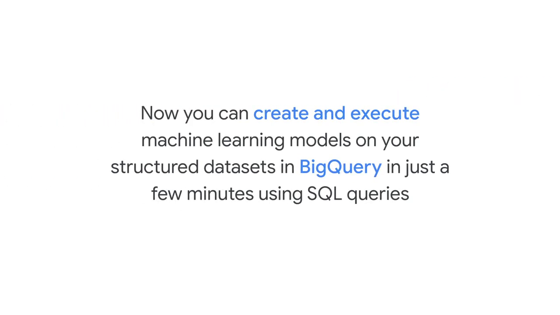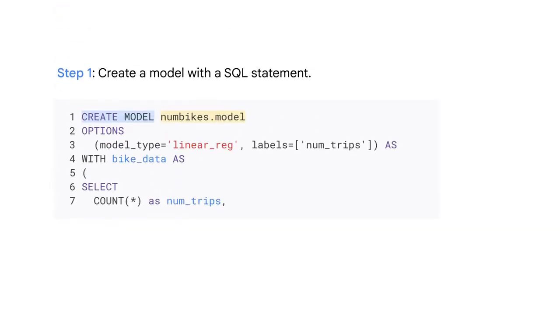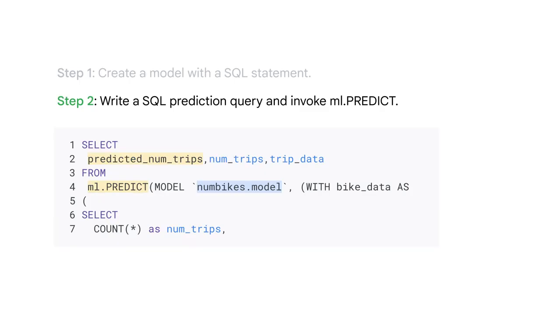Now you can create and execute machine learning models on your structured datasets in BigQuery in just a few minutes using SQL queries. There are 2 steps needed to start. Step 1. Create a model with a SQL statement. Here we can use the BikeShare dataset as an example. Step 2. Write a SQL prediction query and invoke ml.predict. And that's it. You now have a model and can view the results. Additional steps might include activities like evaluating the model, but if you know basic SQL, you can now implement ML. That's pretty cool.